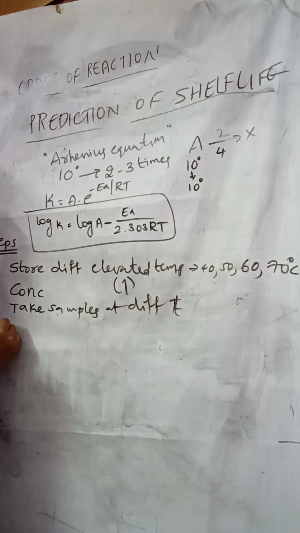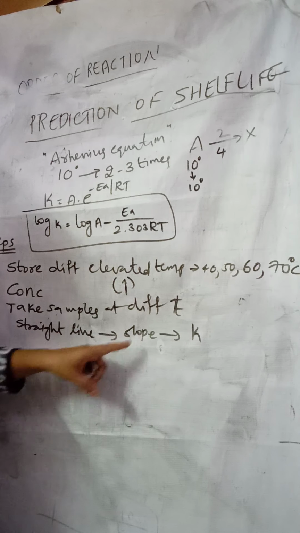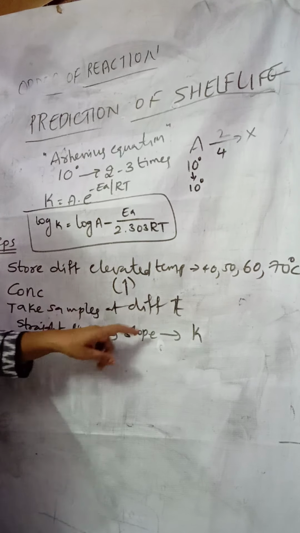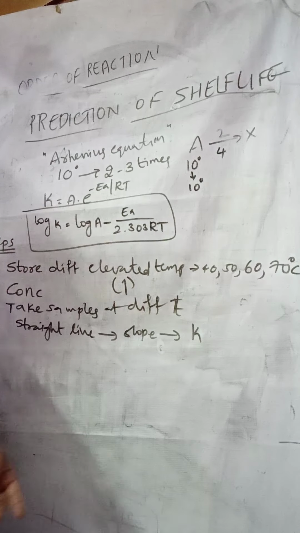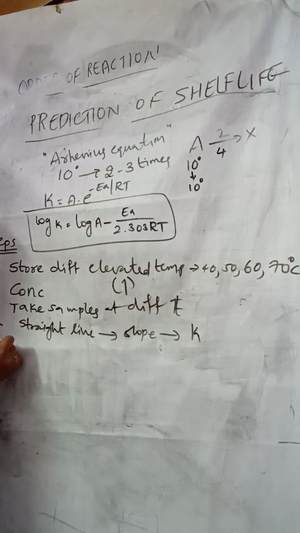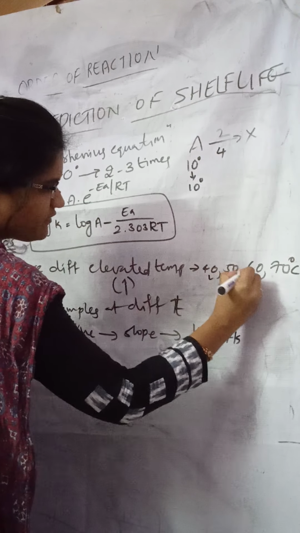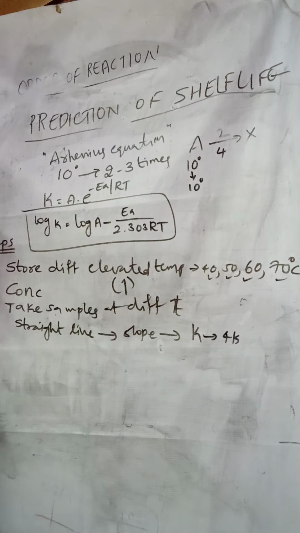You store the sample at 40 degrees centigrade and take the samples at different time intervals, so that you will get different concentrations at different time intervals. For those concentrations and times you plot a graph. In that graph you will get a straight line. From that straight line you will get the slope. That slope will indicate the value of K. Like that you have to do for 50, 60 and 70 also. So now you have 4 K values: for 40, 50, 60 and 70.